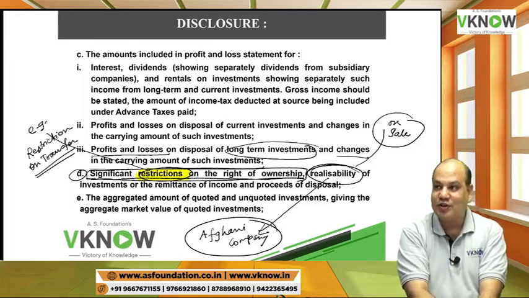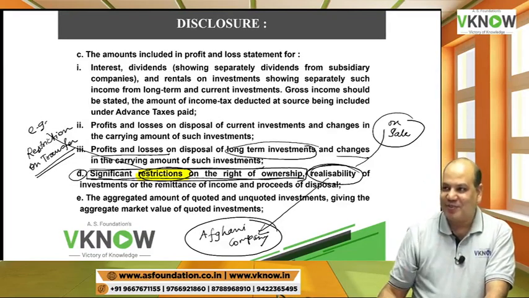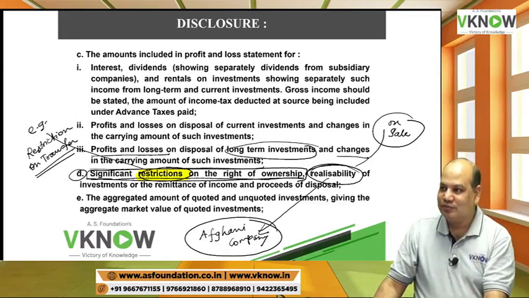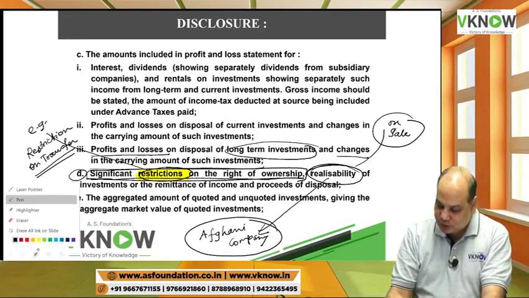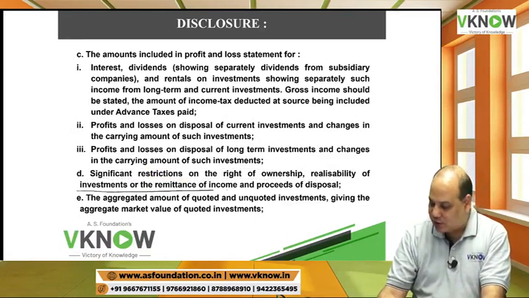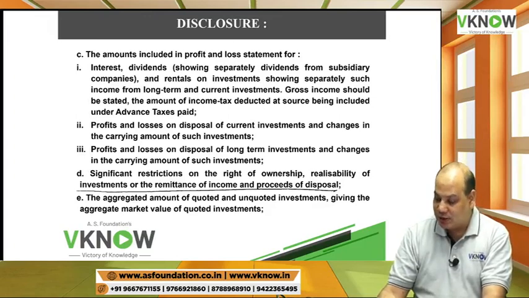So there is a restriction on realizability. There is no restriction on Taliban. Restriction is on sale of investment. Your money gets blocked. Okay, so that you have to disclose. You just have to disclose that our investment has got blocked and we can't sell it.